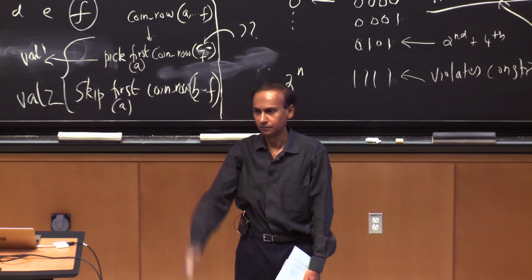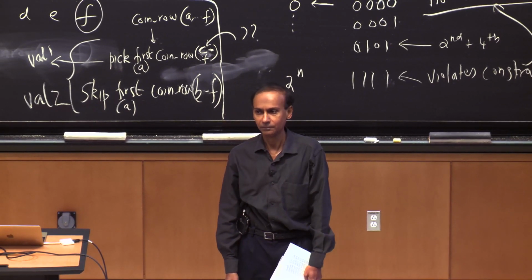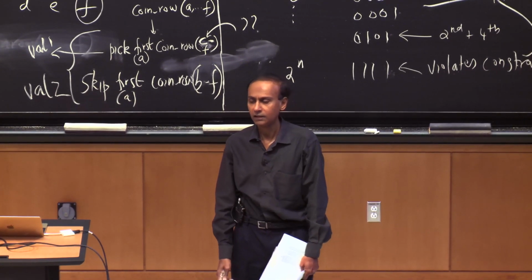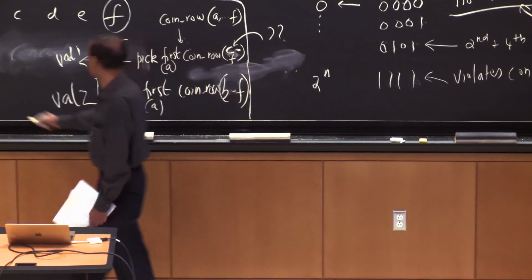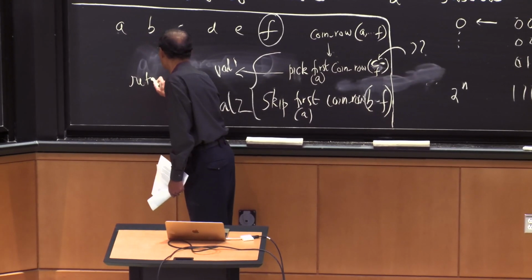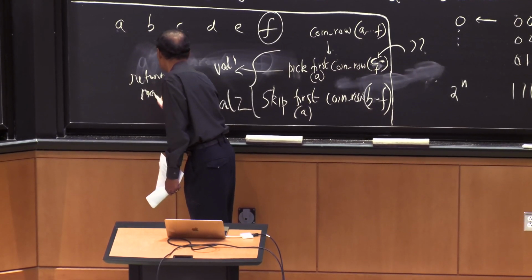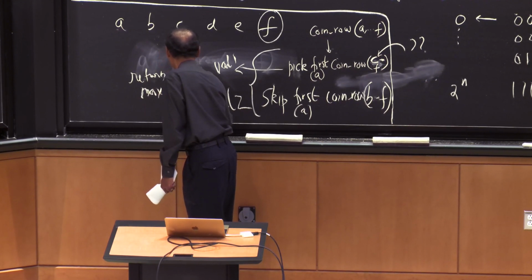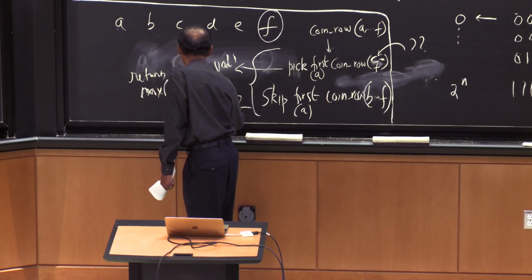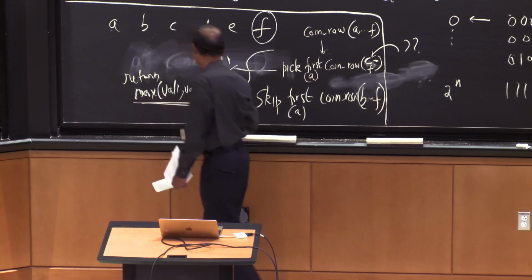What is that line of code? Right. Go ahead, Josh. Return the max. Return the max. That's exactly right. You return max val 1, val 2. All right?